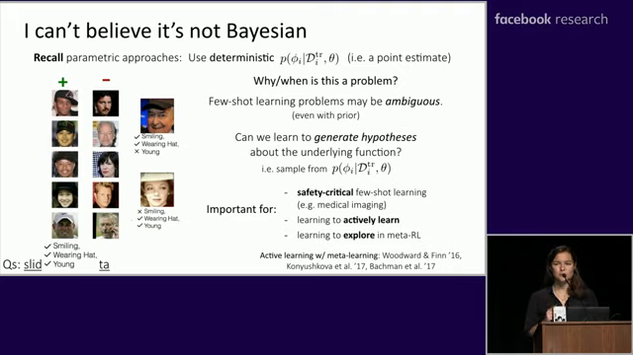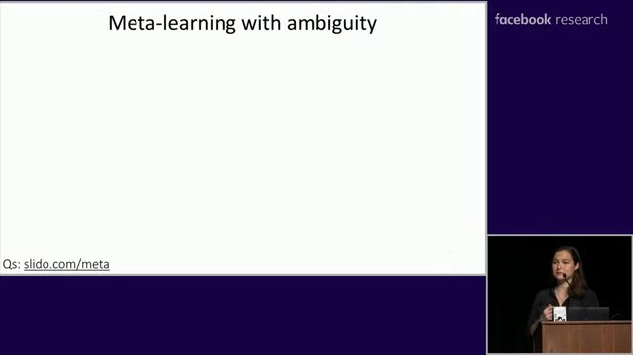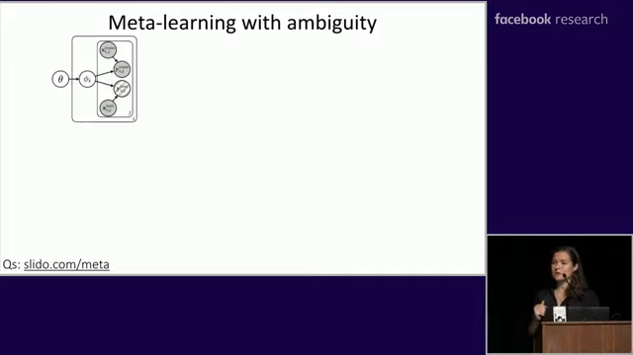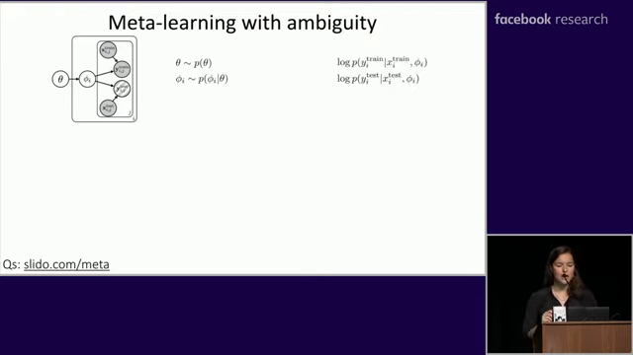OK, so how do we go about trying to meta-learn in a way that allows us to generate hypotheses and reason about distributions? We can bring up the graphical model that Sergey mentioned before, where we're going to have a distribution over our prior parameters theta. We will have a distribution over our task-specific parameters phi I given theta. And then we'll also have probability distributions corresponding to the probability of our training data set given our task parameters and our test data set given our task parameters.